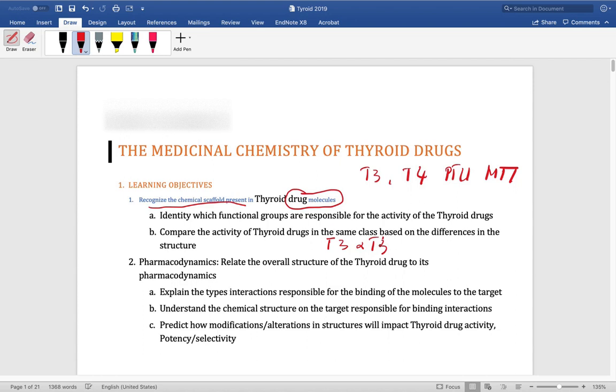Be able to compare how quickly they work, how long they stay in the system, based on the differences in the structure. And the same for propylthiouracil and methimazole. Which one of the two can you use to prevent conversion of T4 to T3 in the periphery, and how they both work to prevent the synthesis of thyroid hormones in general.